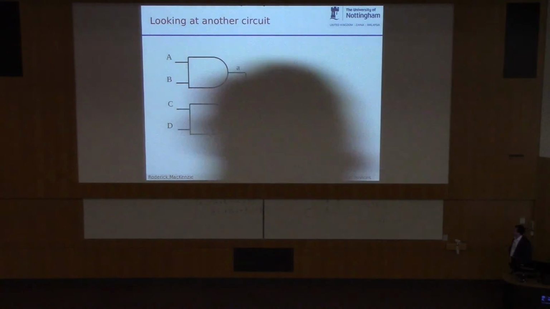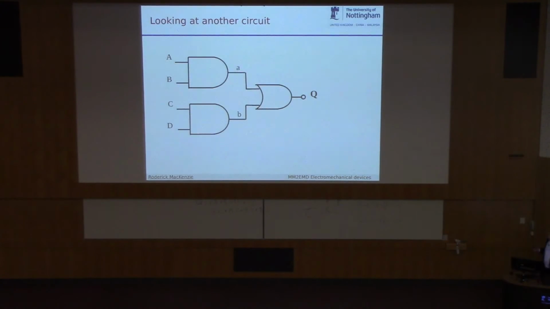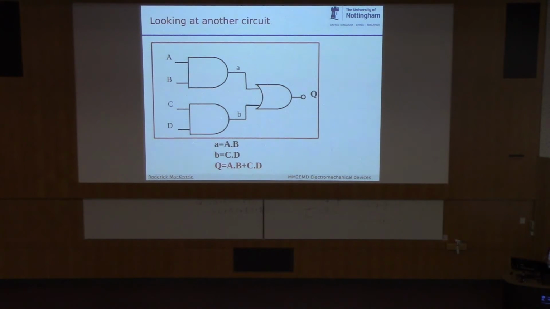So let's look at another circuit. Let's look at this circuit. So again, this time we've got two ANDs on the input and one OR on the output. So again, write the first expression for this AND gate. So we go A and B together equals little a. Write the expression for the next gate. The output of the next gate is equal to C and D. And then again, we know this is an OR gate, so we can just write the expression for all these values added together. Okay?